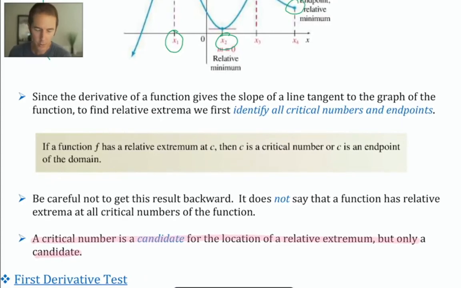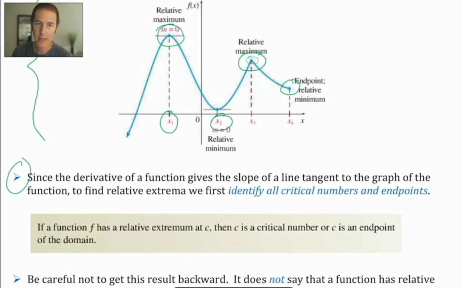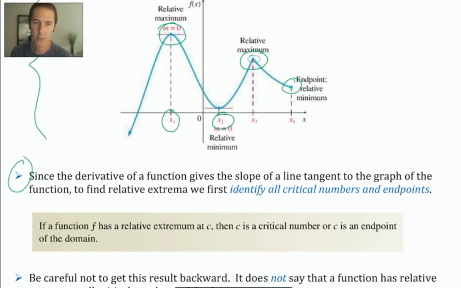This bullet here says that when you're trying to determine maximums and minimums, you should look at critical numbers and endpoints. Remember that critical numbers are the x coordinates of points where the first derivative is equal to 0 or the first derivative is undefined. And that works for this graph that we just looked at. The first derivative here, because there's a sharp corner, would be undefined. Here and here, the first derivative will equal 0. m equals 0, it says.